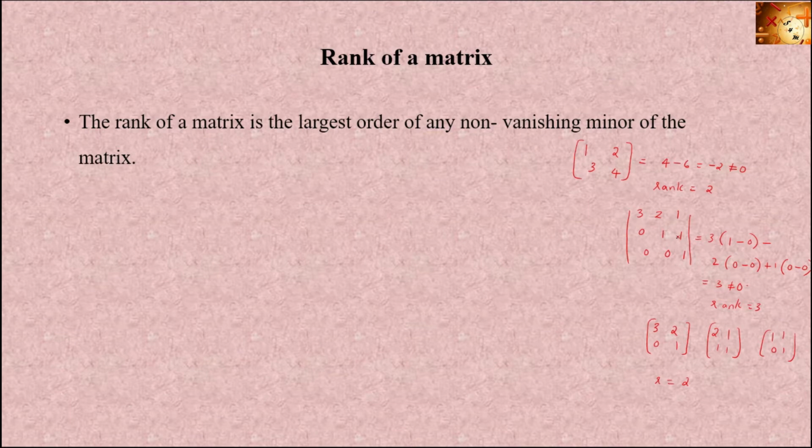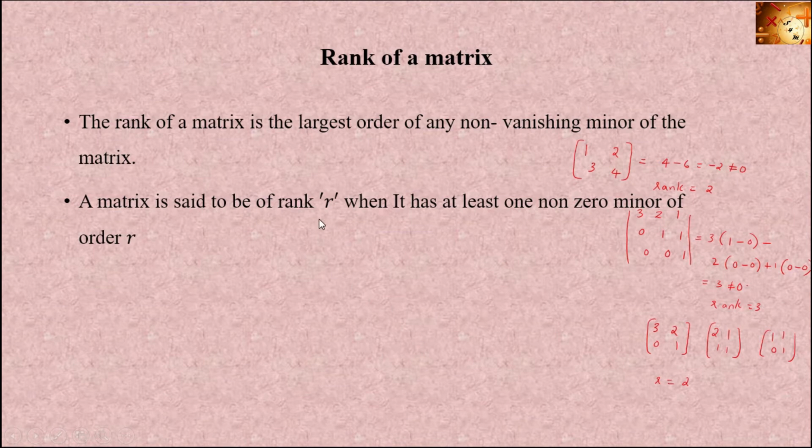First of all, we consider a 3 by 3 matrix. Suppose its determinant is equal to 0, then the rank will not be 3. In these cases, we consider a minor from this 3 by 3 matrix. If you consider a minor 3, 2, 0, 1, then finding its determinant, if it is not equal to 0, then the rank of the matrix will be 2. So this is the definition of the rank of a matrix. It is the largest order of any non-vanishing minor of the matrix.